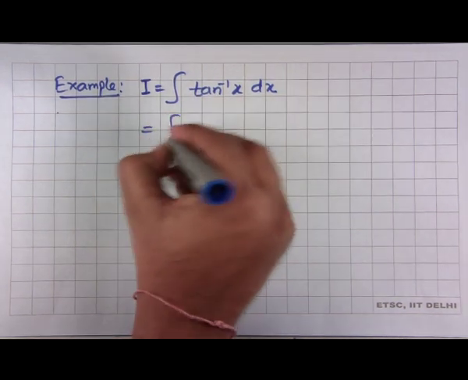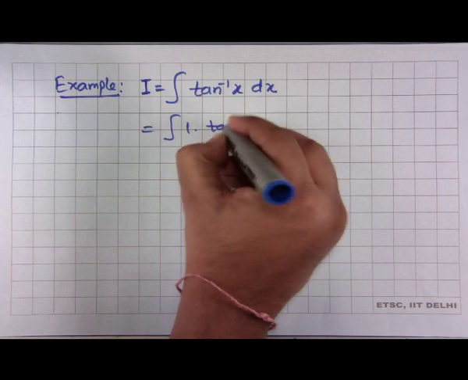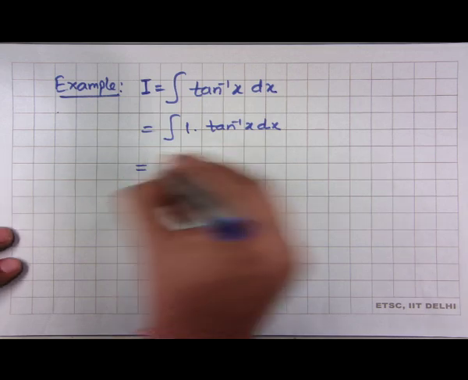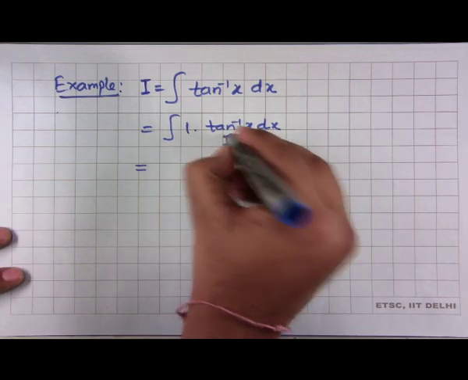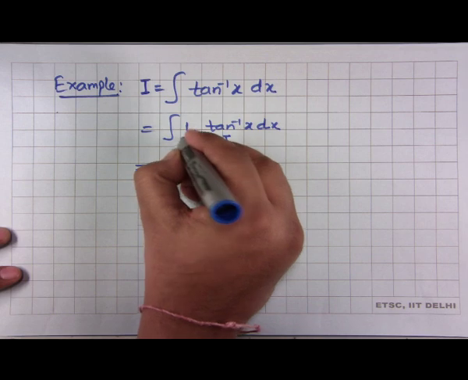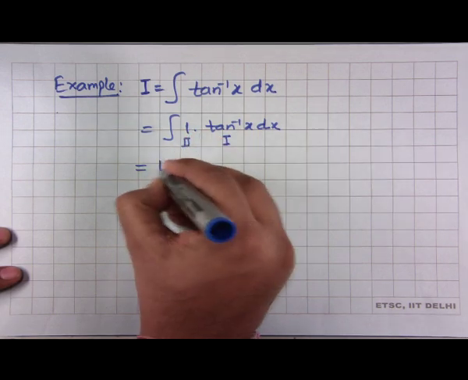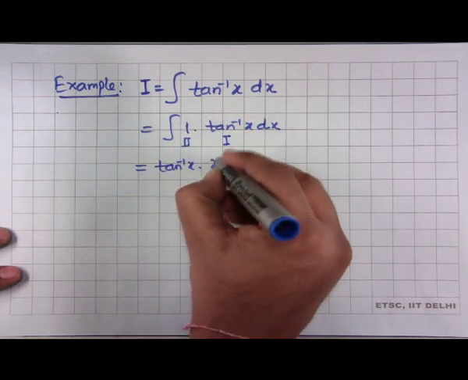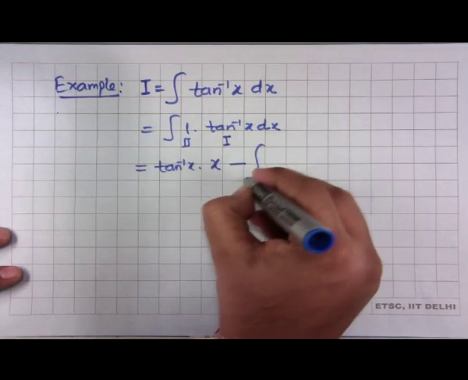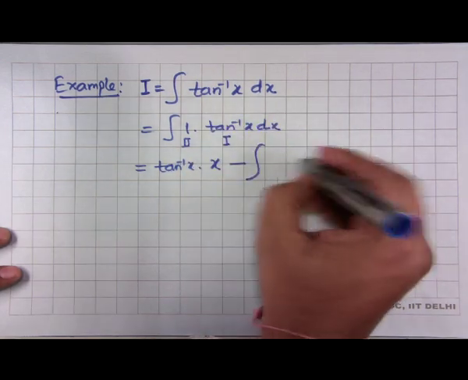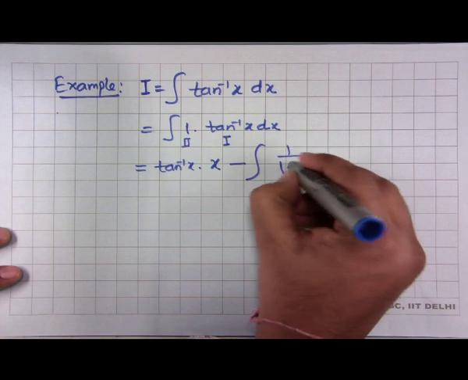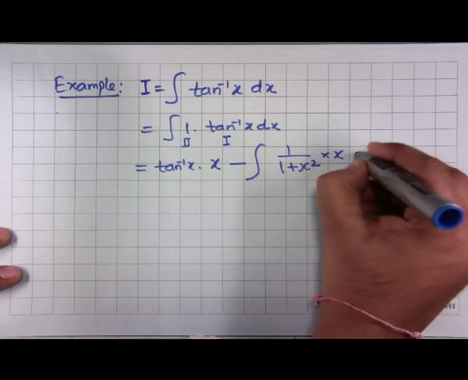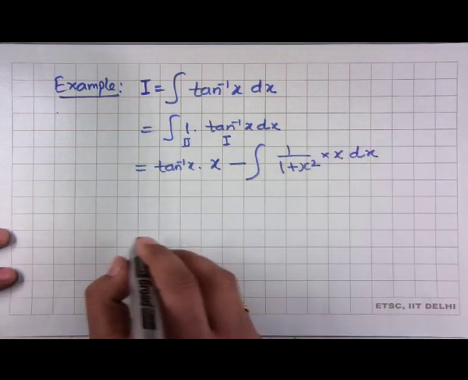Consider this tan inverse x as 1 multiplied by tan inverse x. Since it is an inverse trigonometric function, it should be considered as the first function, and the algebraic function should be considered as the second. So, this will be tan inverse x, the integration of the second, which is x, minus the integration of the differentiation of tan inverse x, which gives 1 over 1 plus x square, times the integration of 1, which gives x, and then finally dx.